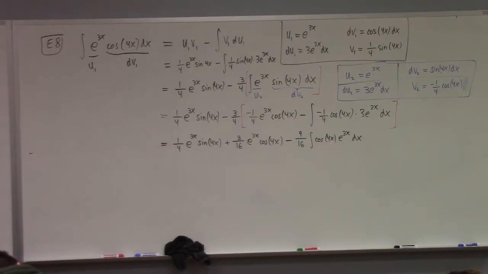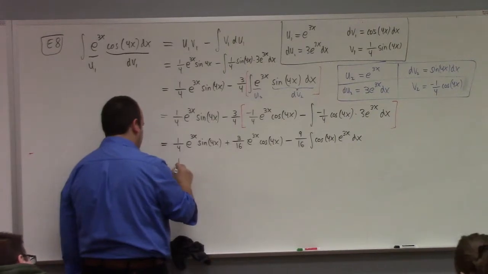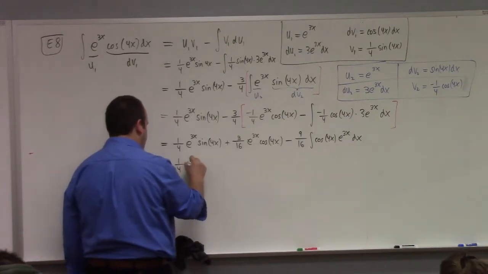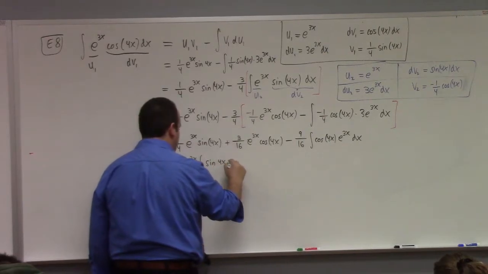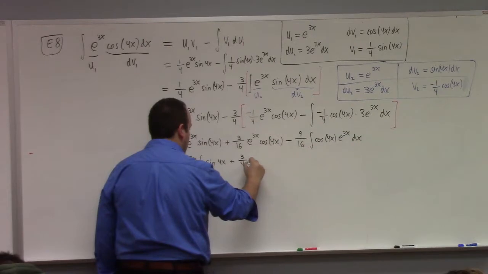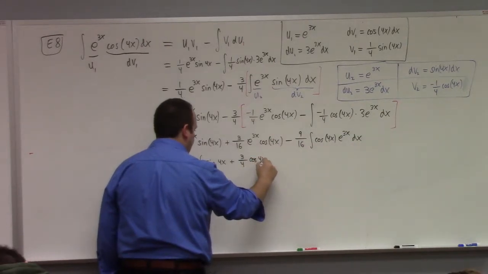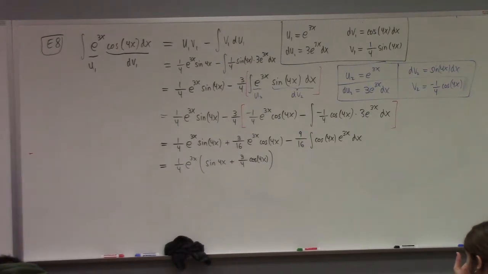Let me simplify this just a little bit more. I could factor out the 1/4 and the e to the 3x, and that would leave me with a sine of 4x plus 3/4 cosine 4x, yeah? So I can do that. And, you know, we'll use that.